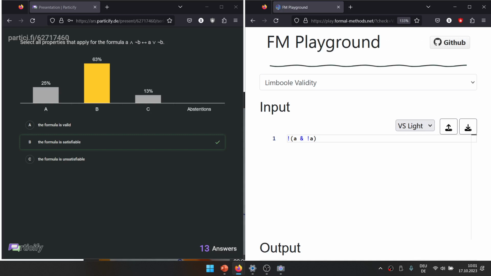All valid formulas are satisfiable. If it means that all the assignments make it true, then of course you can pick one of them, and that means it's satisfiable also. So if you have a valid formula, it's always also a satisfiable formula. This formula was unsatisfiable, and if we negate it, it becomes valid. So unsatisfiable formulas are never valid, but the negation is always valid.